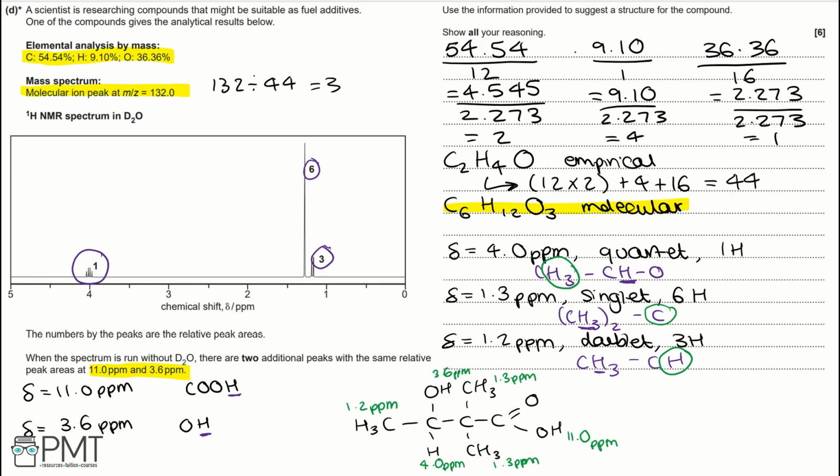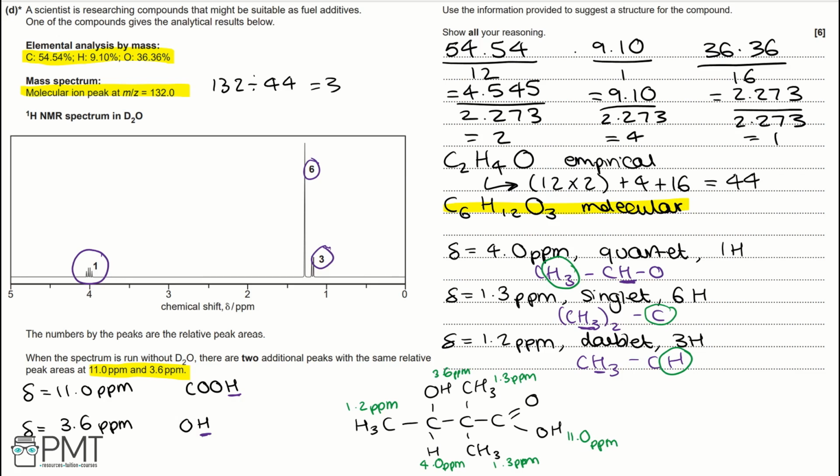So we've checked that all of the data we've been given matches the structure that we've suggested. Because the molecular formula is correct, we've got 6 carbons, we've got 12 hydrogens, and we've got 3 oxygens, so that's correct. And we've double checked that all of our hydrogen environments match the hydrogen NMR that we've been given in D2O and the 2 additional peaks without D2O.